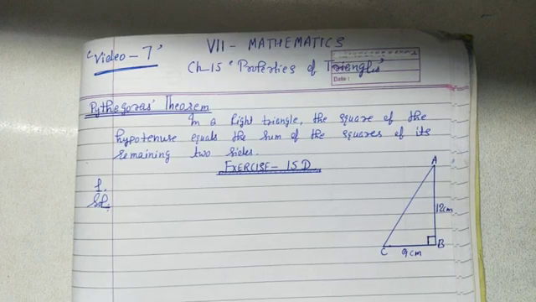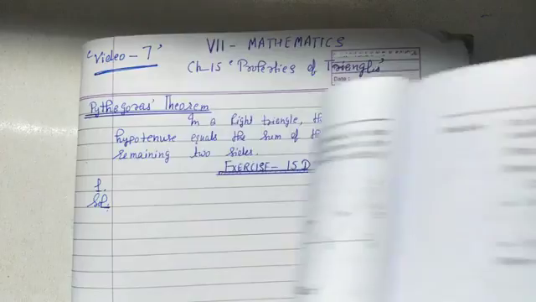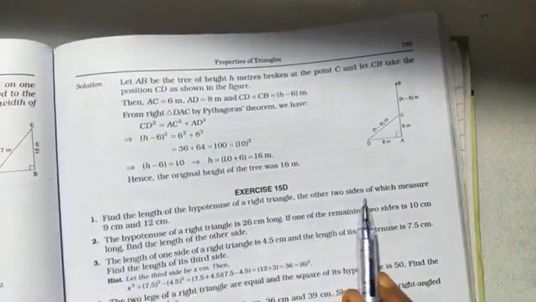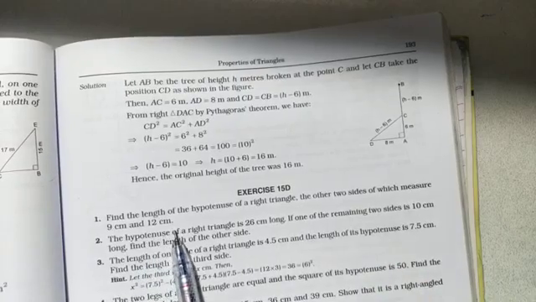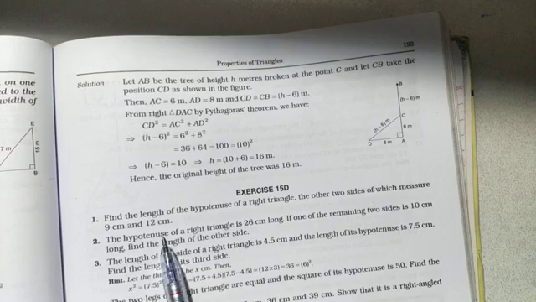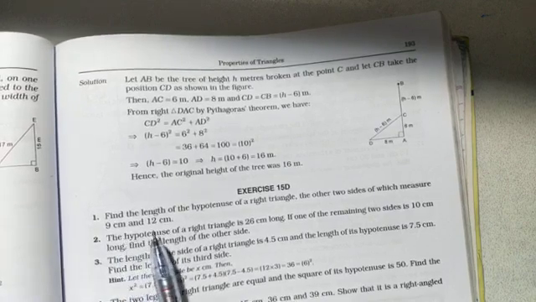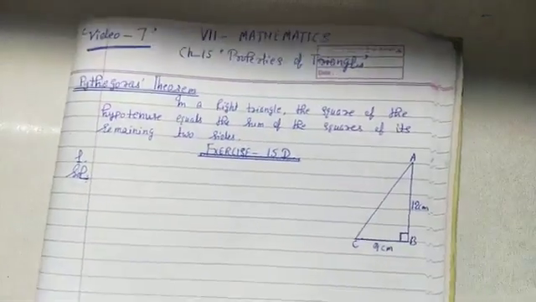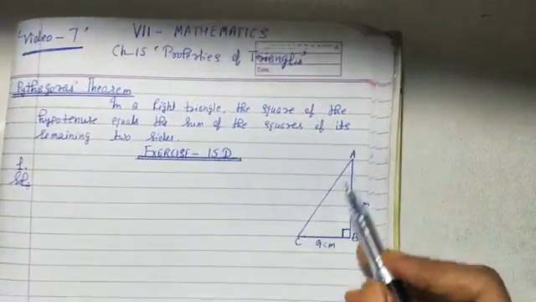Now let us start our exercise 15D, in which we have the first question: find the length of the hypotenuse of a right triangle, the other two sides of which measure 9 cm and 12 cm. These are the other two sides. You can take either 9 or 12 as base or perpendicular. Let us draw a figure like this.